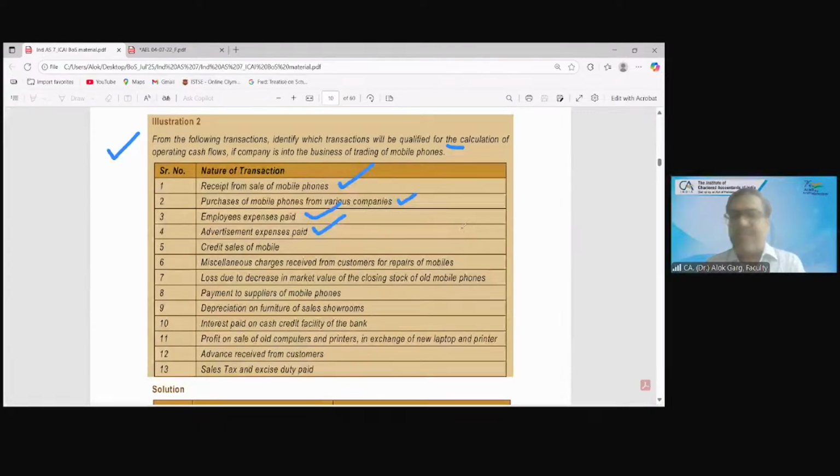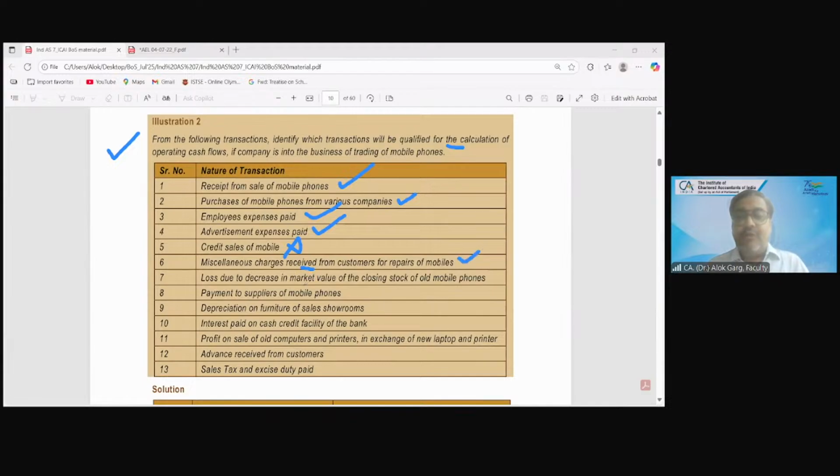So credit sale of mobile will not be included in your cash flow from operating activity because you sold the mobile, you haven't received the money. So there is no movement of cash. Miscellaneous charges received from customer for repair of mobile is an operating item. Operating activity.